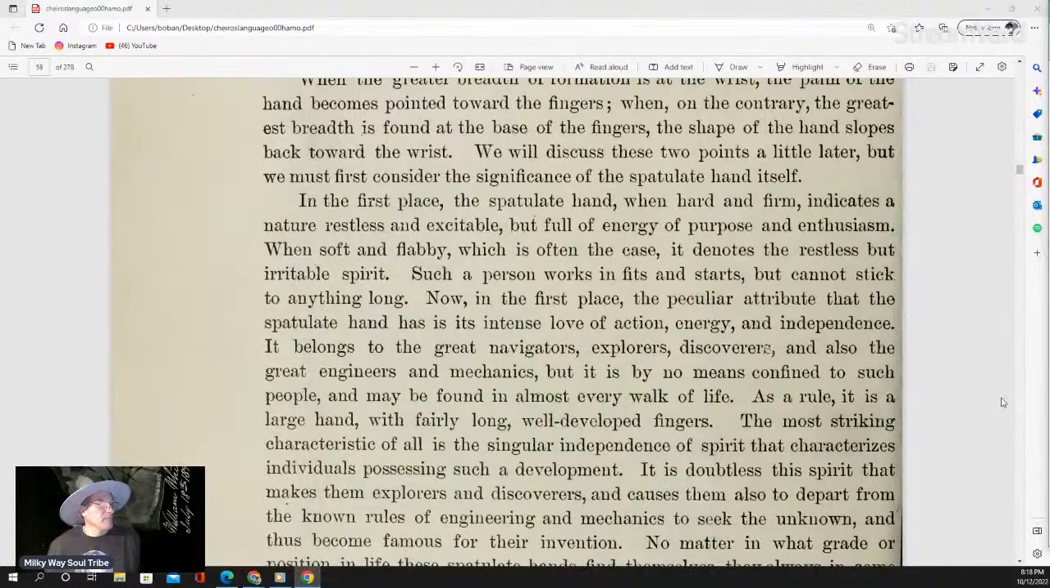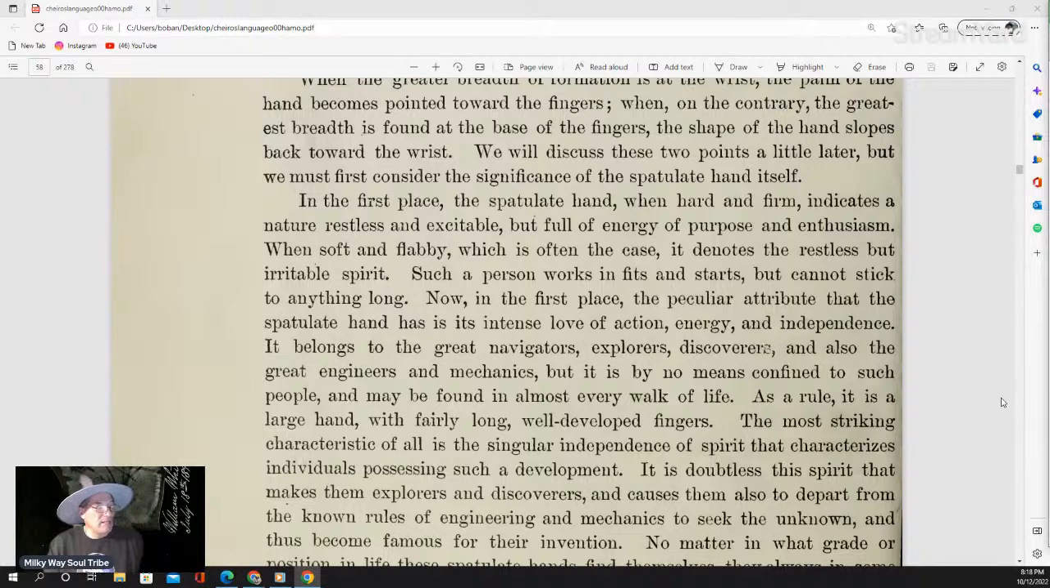In the first place, the spatulate hand, when hard and firm, indicates a nature restless and excitable, but full of energy, of purpose and enthusiasm. When soft and flabby, which is often the case, it denotes a restless but irritable spirit. Such a person works in fits and starts, but cannot stick to anything long.